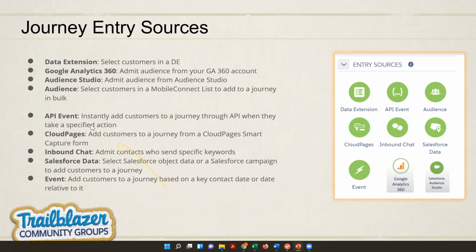And the next set are all triggered. So let's say API event. If something happens outside of the Marketing Cloud, or some trigger that kicks off the journey, let's say a person makes a purchase, or a person takes an action, makes a purchase, or returns something, or reschedules an appointment, that can be created as an API event externally, and that can kick off the journey, and all those contacts can be fed into the journey. So in those cases, we will use the API event.